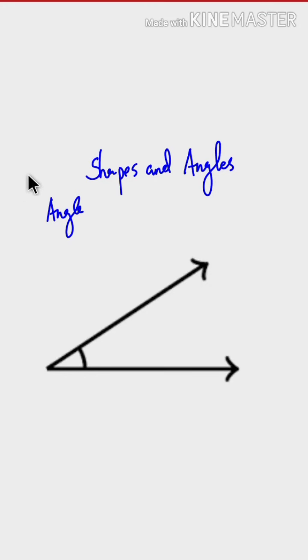So this is chapter 2, shapes and angles. So let's learn firstly what is an angle. An angle is formed by joining two rays. So what is a ray?